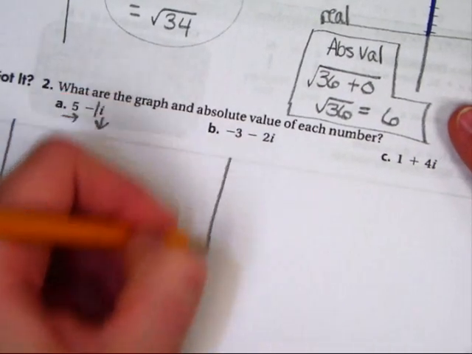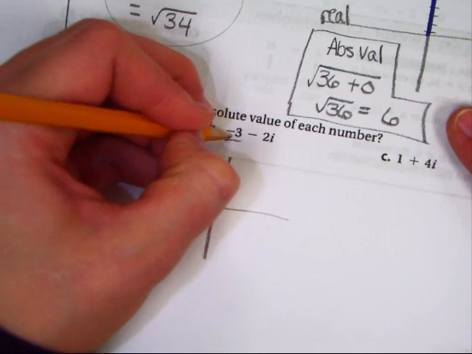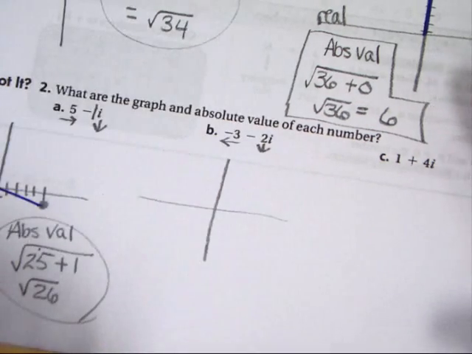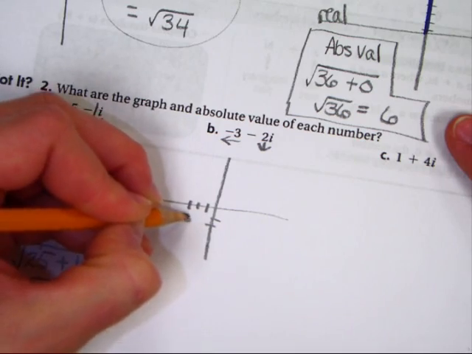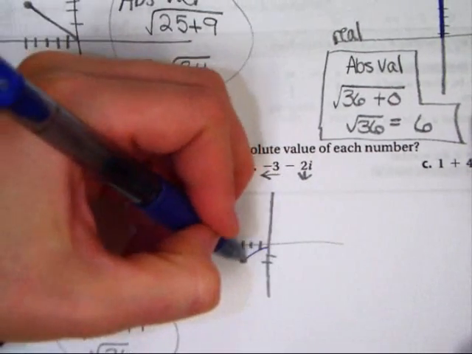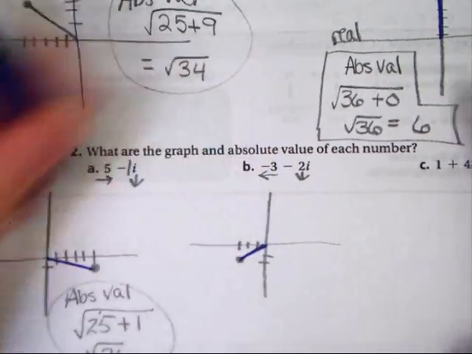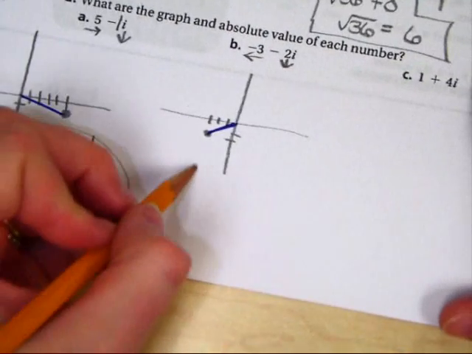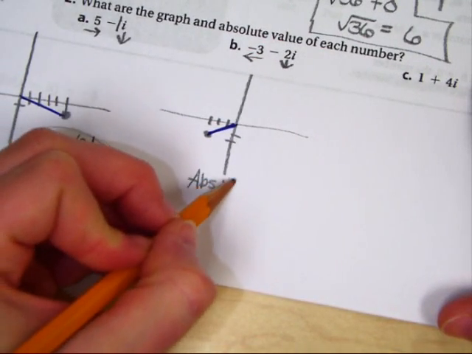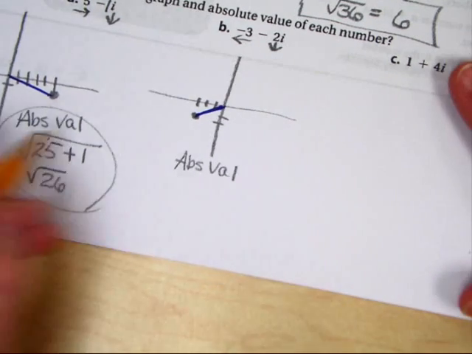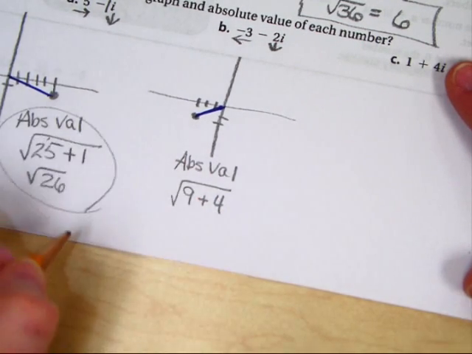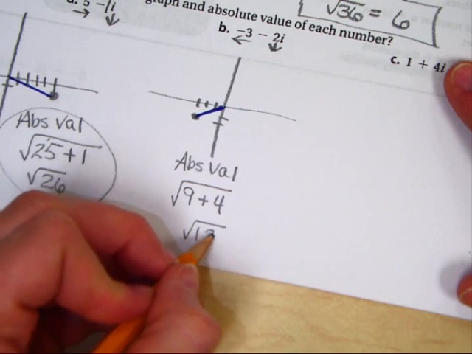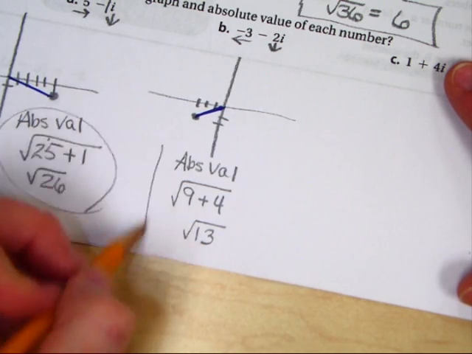Try it again. This tells you to go left 3 and down 2. 1, 2, 3, 1, 2. Get your absolute value on there, the distance, and let's solve for the absolute value. Well, it's the square root of 3 squared is 9, 2 squared is 4. That equals the square root of 13 for its absolute value.